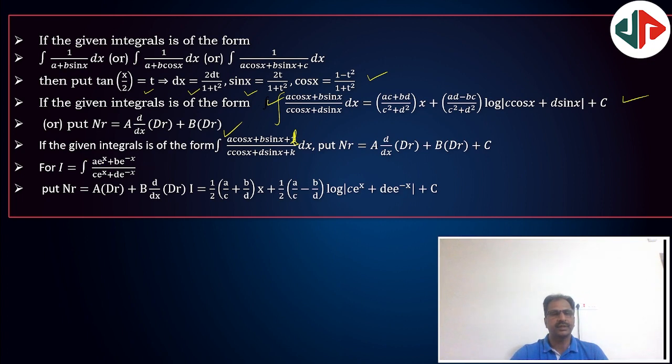Next, given integral is of the form a power x plus b power minus x by c power x plus d power minus x. Put numerator is equal to a into denominator plus b into derivative of denominator. The formula you can remember this.